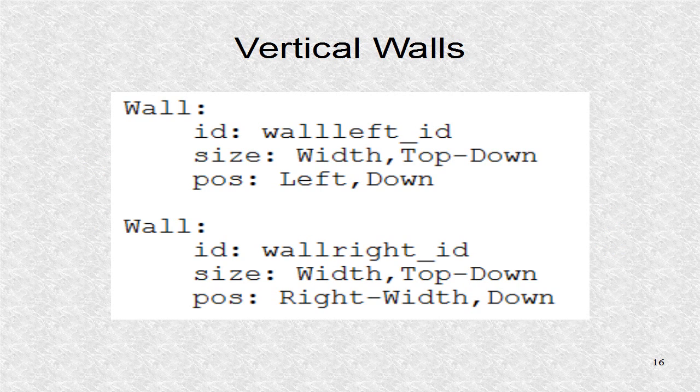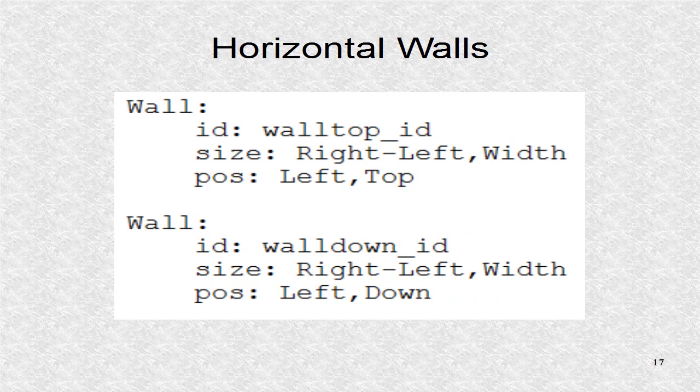16. The vertical walls are defined. Both have the same size, but their positions indicate if they form the left of the box or right of the box. 17. The horizontal walls have the same size, but they have different Y coordinates.